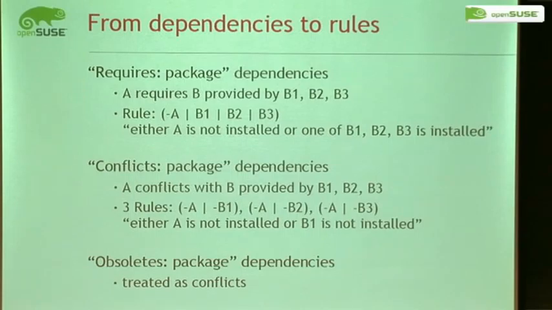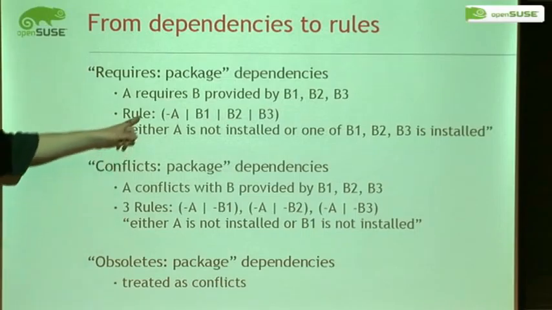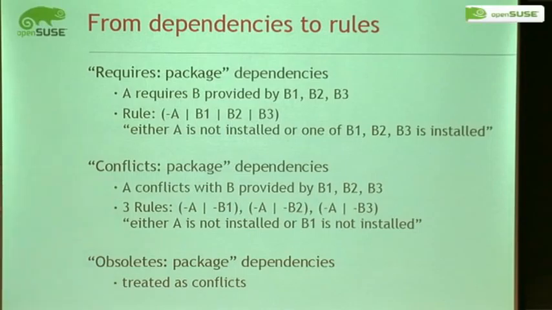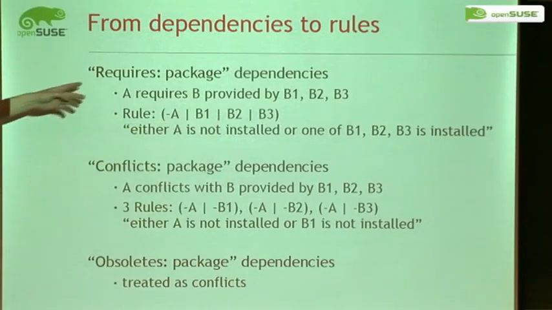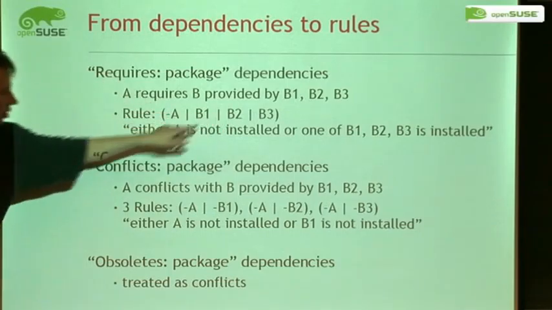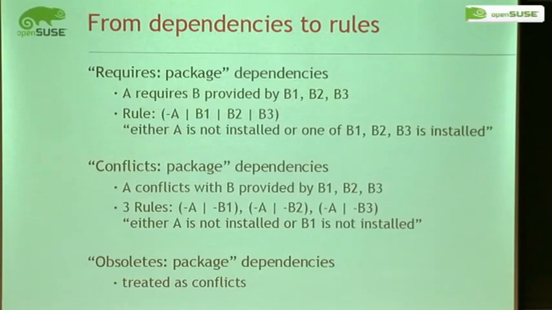So let me start digging more into the depth of how normal package dependencies are turned into a SAT problem. Say we have a package A, and A has one dependency: it requires B. And B gets provided by packages B1, B2, and B3. So the idea is that this can be transformed into the following rule. As you remember, all rules must be true, and all the terms in a rule are connected with OR. So the rule is: either A is not installed, or one of the three packages is installed. This is exactly what the requires says. If A is installed, then we need one of those. Otherwise, I'm okay with it.